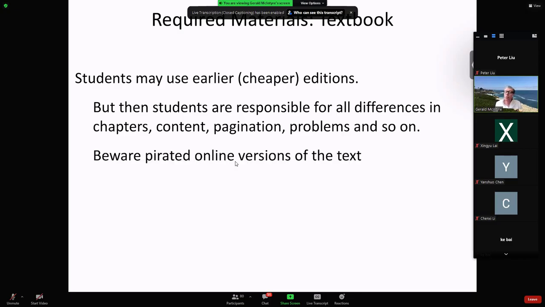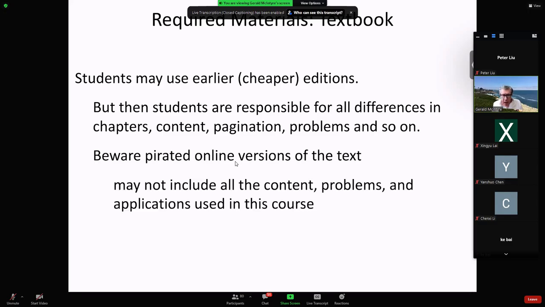Also be aware of pirated online versions of this textbook. They do not, in general, contain all the content, problems, and applications used in this course. Students have downloaded a pirated version that doesn't contain half the chapters or half the pages. It looks like it does, but it ends up not doing so. It doesn't contain the problems that they have to do. This textbook, you can use the electronic version, which I sent you links to in the email, and is on the course syllabus.